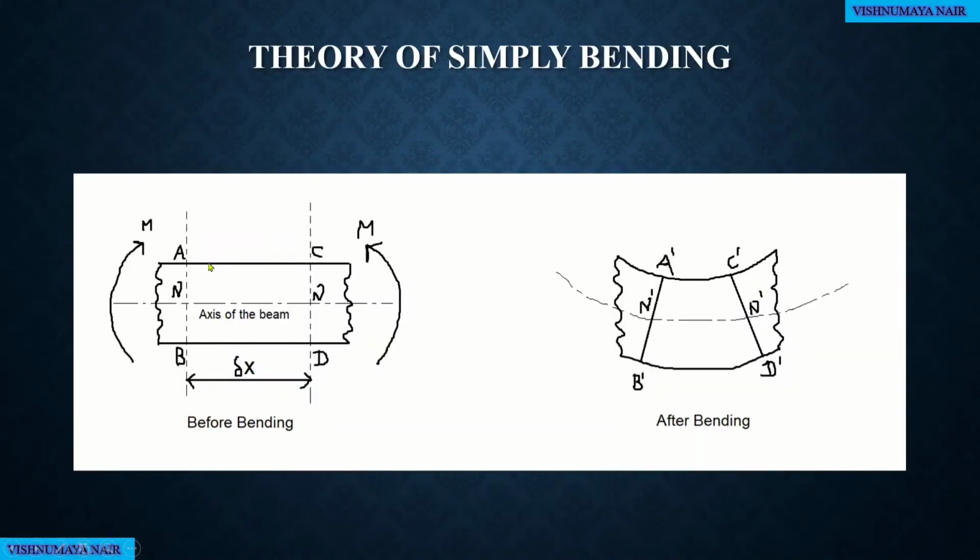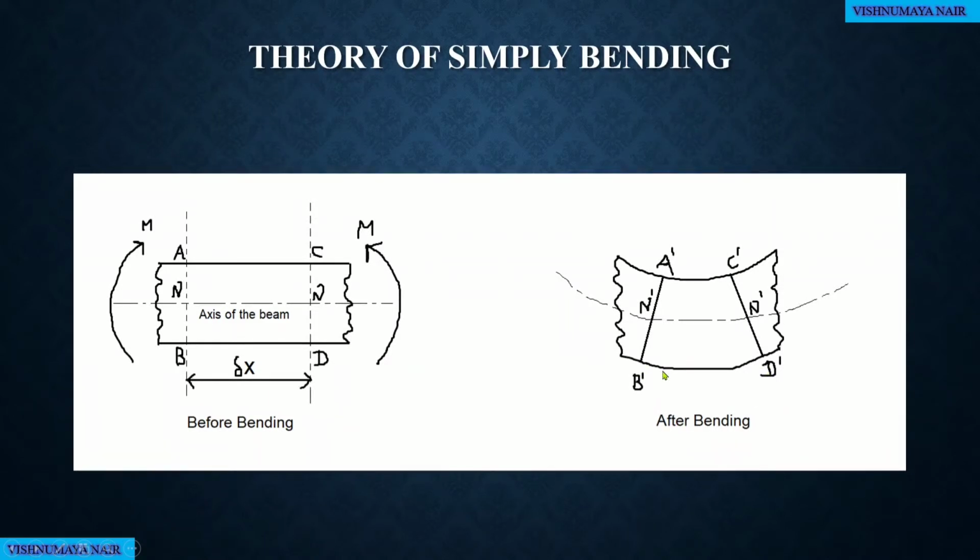So here I have shown a part of a beam which is subjected to simple bending. Consider a small length delta x of this part of the beam. Also consider two sections AB and CD which are perpendicular to the axis of this beam. Due to the action of the bending moment M, this part of the beam will get deformed into a shape like this as shown in this figure.